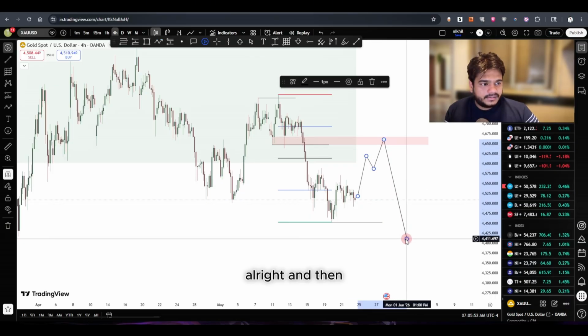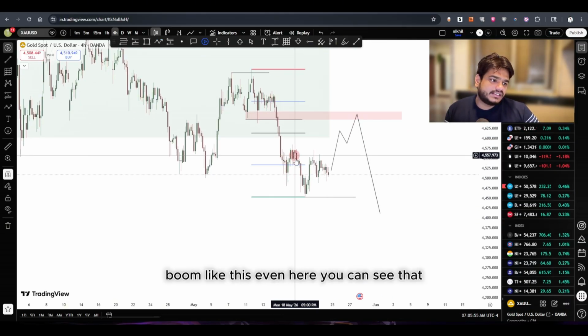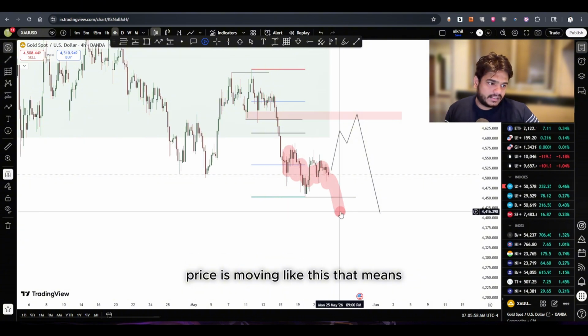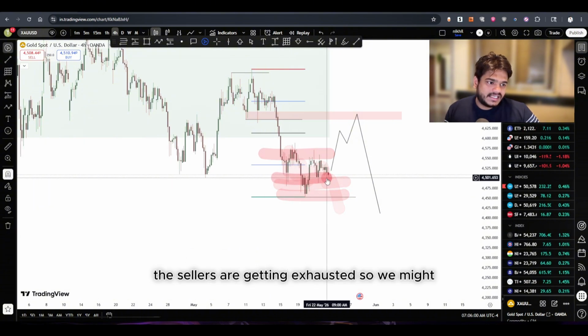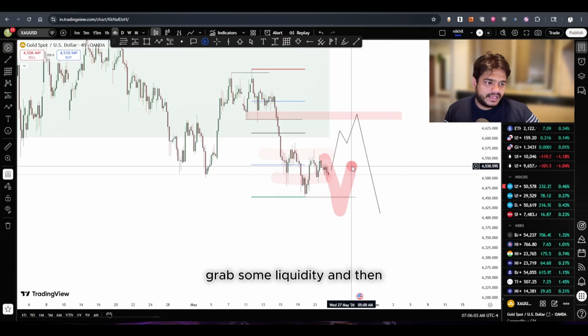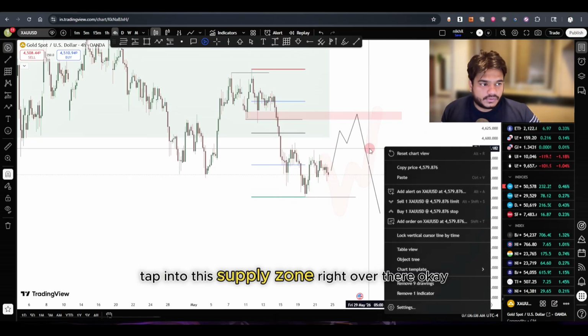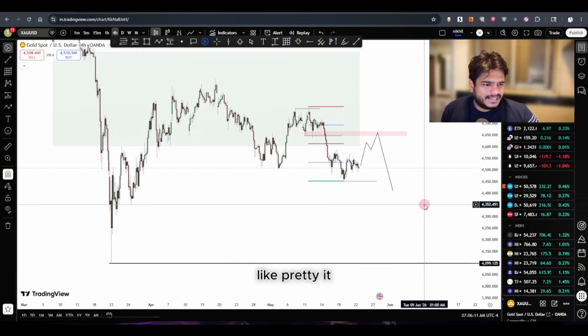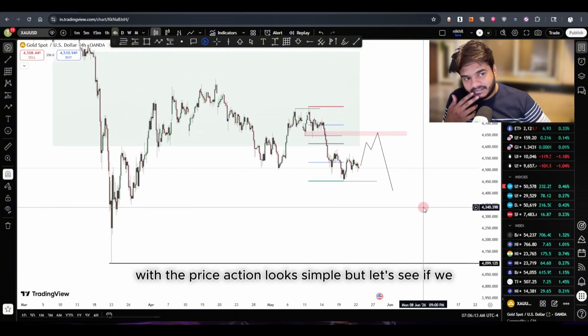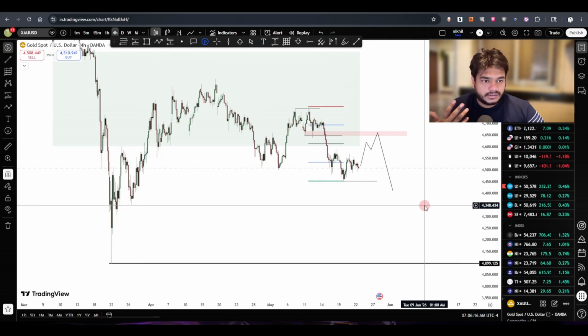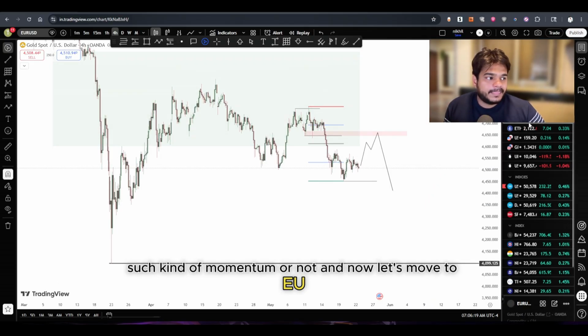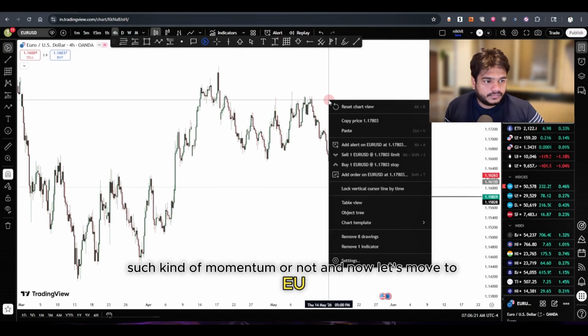All right, and then boom, like this. Even here you can see that price is moving like this. That means the sellers are getting exhausted, so we might grab some liquidity and then tap into this supply zone right over there. Okay, the price action looks simple, but let's see if we get such kind of momentum or not. And now let's move to EU.